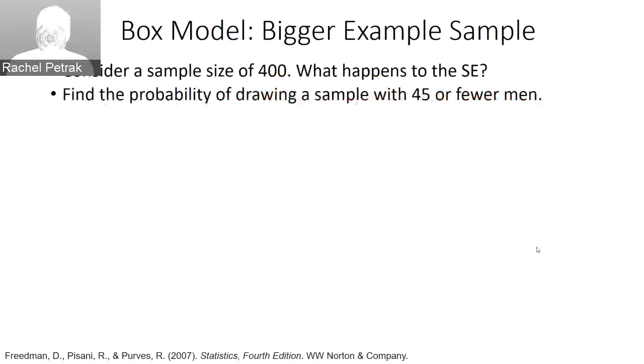Now let's look at one more quick example. We'll do this one a little more quickly. Let's construct a box model for a bigger example sample. Building off the previous example, let's consider a sample size of 400. What happens to the standard error if we increase our sample size to 400? First, let's start by building a box model.